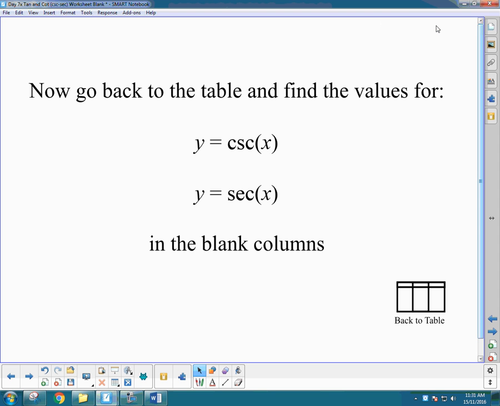So next we're going to find the graphs of cosecant and secant. If you recall, we had a table when we were just reminding ourselves what the graphs of sine and cosine were. There was another column for cosecant and secant. We'll go back to those in a second, but I want to remind you that cosecant is the reciprocal of sine, so it's 1 over sine, and secant then is 1 over cos.